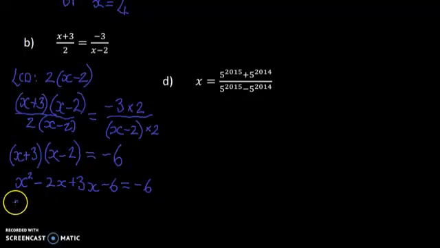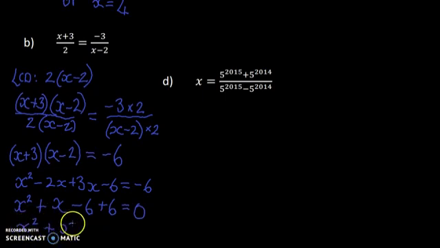We can make it all equal to 0. So we have x squared minus 2x plus 3x is going to be x. And I've got the minus 6. And I'm also bringing the other 6 over, so it's plus 6. And that gives us a beautiful equation of x squared plus x is equal to 0.